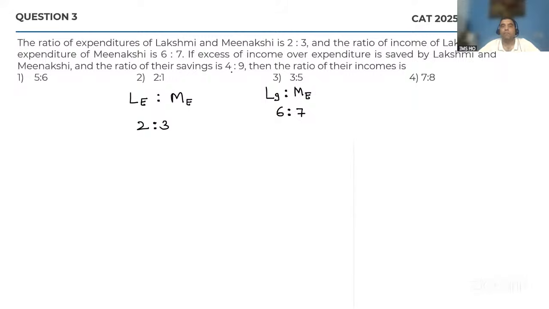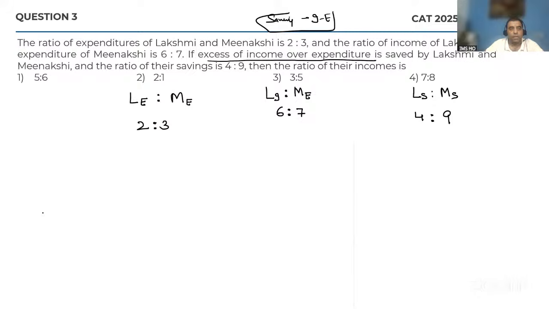If the excess of income over expenditure is saved, which we already know, saving is nothing but income minus expenditure. So if the excess of income over expenditure is saved by Lakshmi and Meenakshi, and the ratio of their saving is 4:9, the savings of Lakshmi to savings of Meenakshi is 4:9. And the question is, find the ratio of their income. Not the expenditure, their income. I know saving is income minus expenditure, or income will be saving plus expenditure. I hope the question is clear.